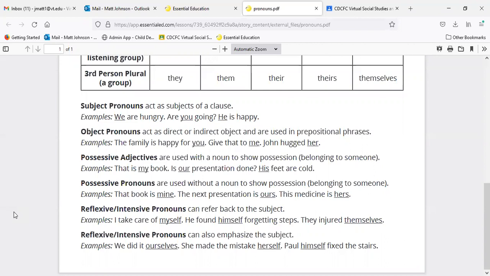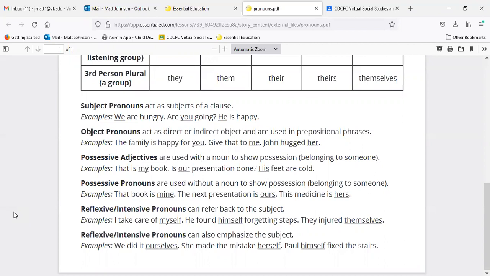And it depends a lot of times on where the pronoun and the noun are. So typically a possessive adjective is going to be before the noun that you're describing. Possessive pronouns most of the time come after.